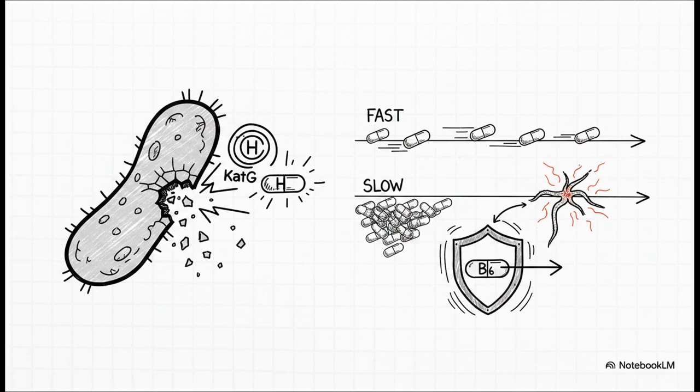Now for the really high-yield clinical stuff, our bodies get rid of isoniazid through acetylation, and our genes make us either fast or slow acetylators. If you're a slow acetylator, the drug hangs around for longer, and that puts you at a higher risk for a key side effect: peripheral neuropathy. That's precisely why we always give vitamin B6 or pyridoxine along with it. It's non-negotiable. It protects the nerves.